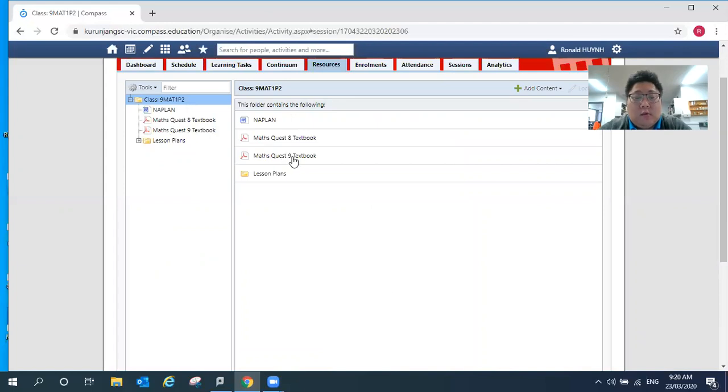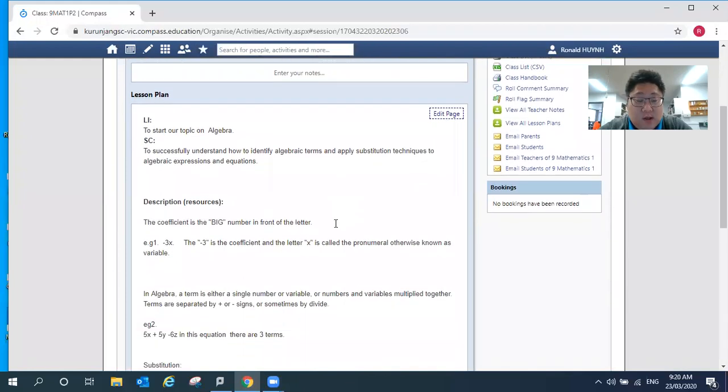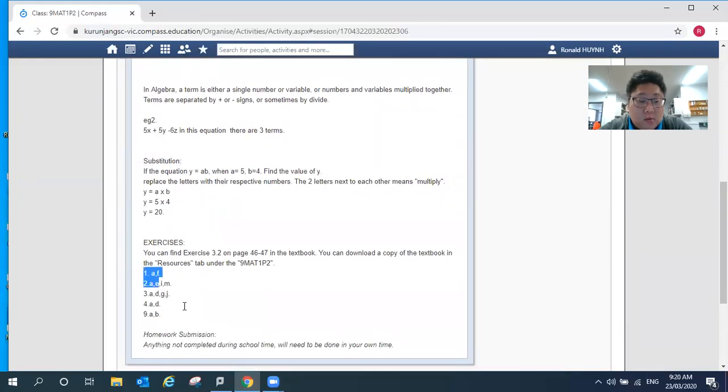So what you do is go to resources, and then there you go. Maths Quest 9 is what we want, and you can click that and download it, but I'll let you do that in your own time. Just recapping, go back to the dashboard, the lesson plan is there, and the questions I would like you to do are at the bottom there. I'll see you in the next video.